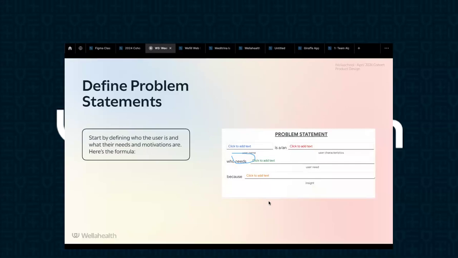So this is an example of a problem statement. You have to start by defining who the user is. So this is who the user is, not necessarily the user's name. Okay, you can use a random username like Sarah. It is the user's characteristics, the characteristics that make them important in this particular problem that you want to solve. Who needs, what the user needs, because meeting that need is going to improve the user's situation.